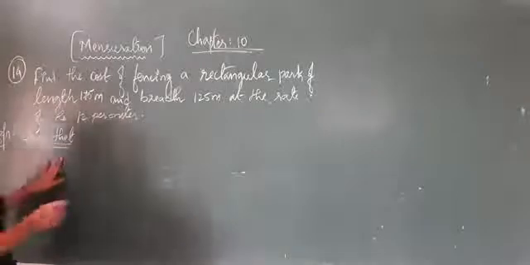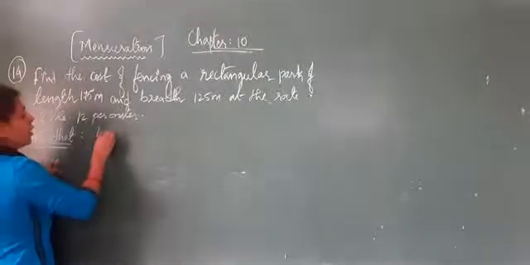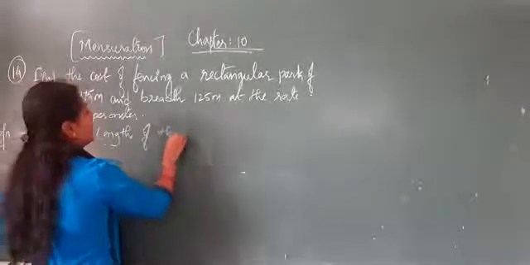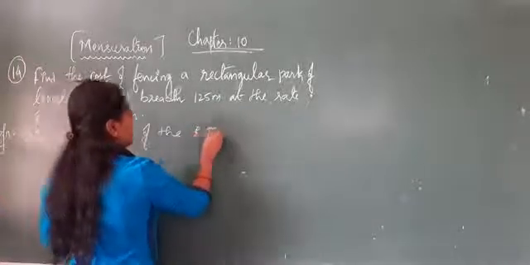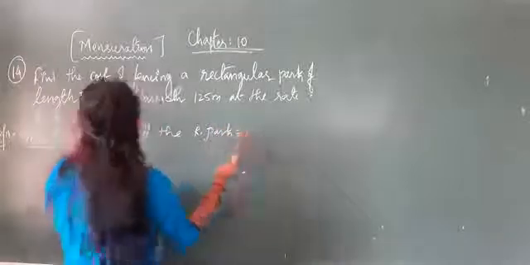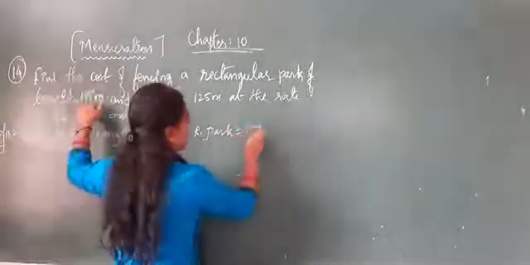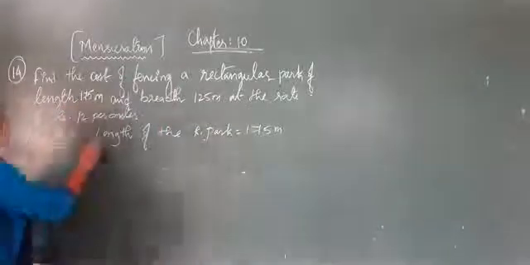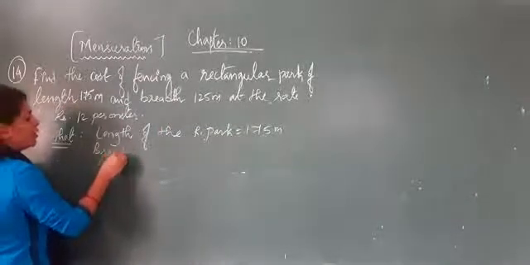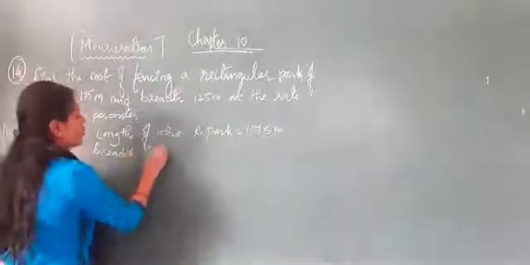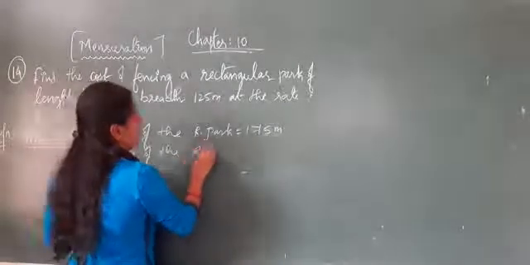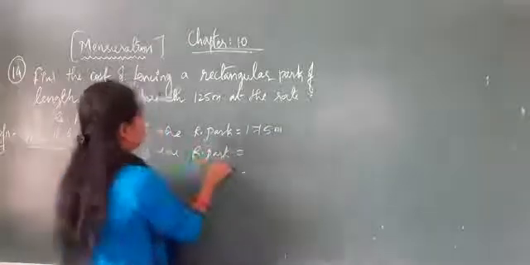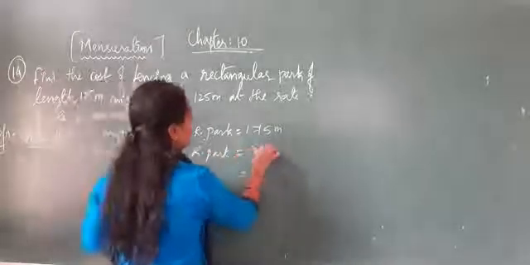Solutions. Given that, what is given there? Length of the rectangular path. How much is it given? 175 meter. So write that, 175 meter. Next, breadth of the rectangular path is given. So breadth of the rectangular path, you have to write in full. What is it? 125 meter.